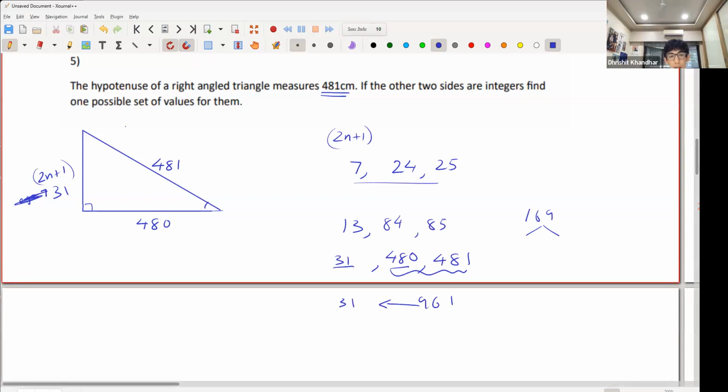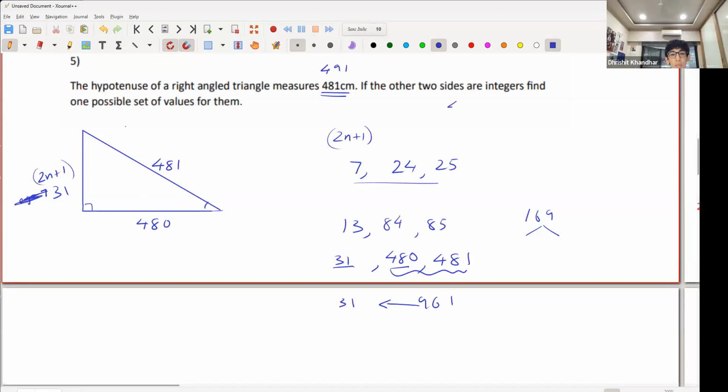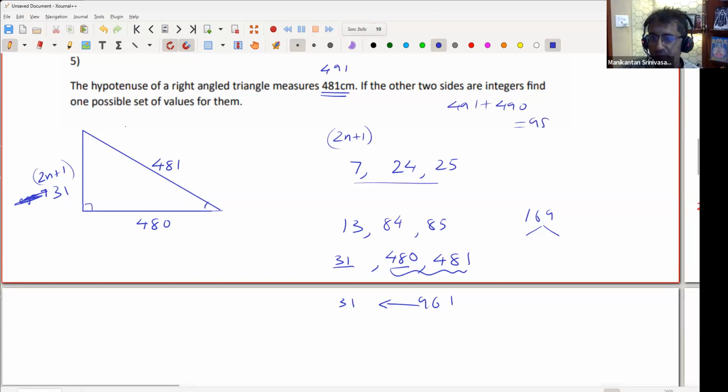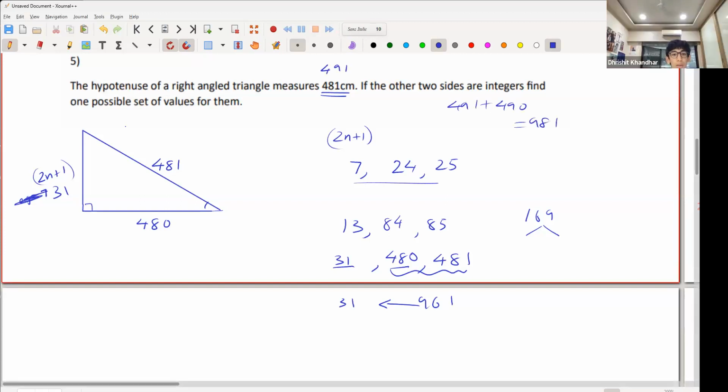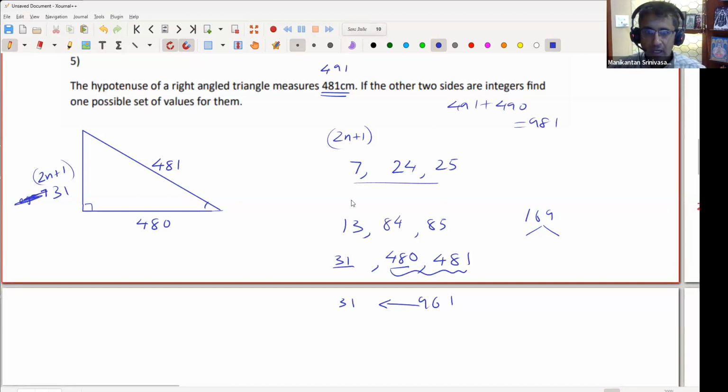You can do this with essentially every problem, but not always will it work out, right? I've given the problem such that instead of 481, had it been 491, it won't work out. When I do 491 plus 490, 981 is not a perfect square. But I framed the question such that it will work out. Makes sense.